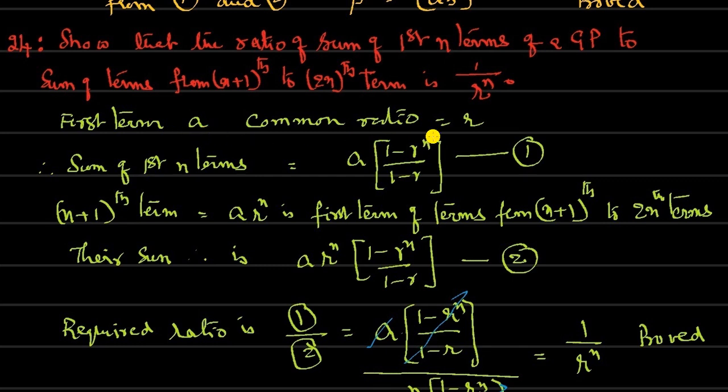First term is A, common ratio is r for the entire sequence. The sum of the first n terms is A times 1 minus r power n by 1 minus r. This is the basic formula. Now, what is the n plus 1th term? A r power n. From there we count n terms again. So we take the first term as A times r power n, and we write the same thing here. Now what is the required ratio? This divided by this. 1 by r power n, proved.